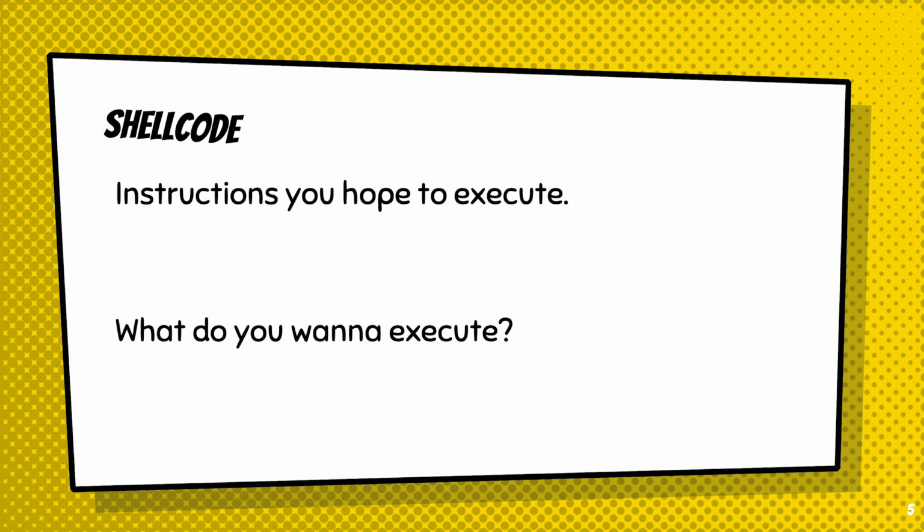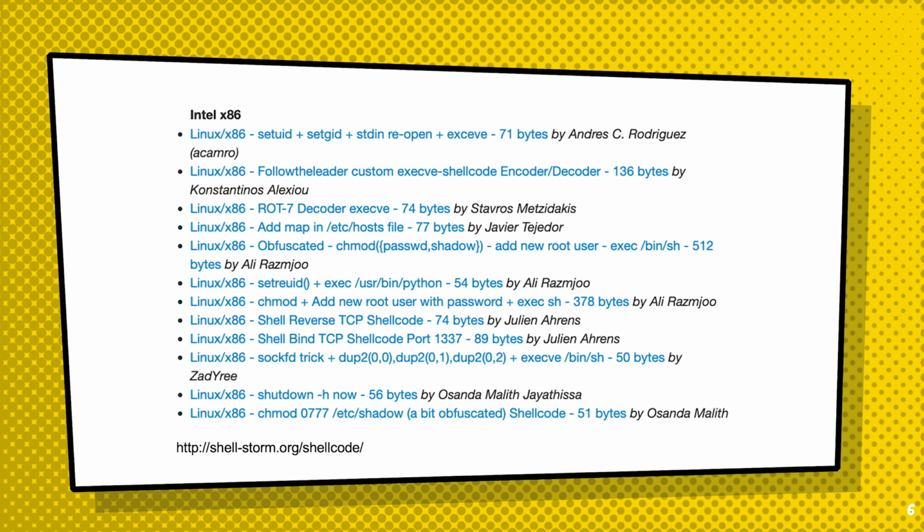So shellcode is instructions you hope to execute. This is like the assembly that we write, but actually they're not assembly, they're the bytecode representing the assembly for a specific architecture. So the question is, what do you want to execute? Usually, you can get the shellcode from websites such as Shell-Storm. You can also use the shellcode from Python's pwn library.